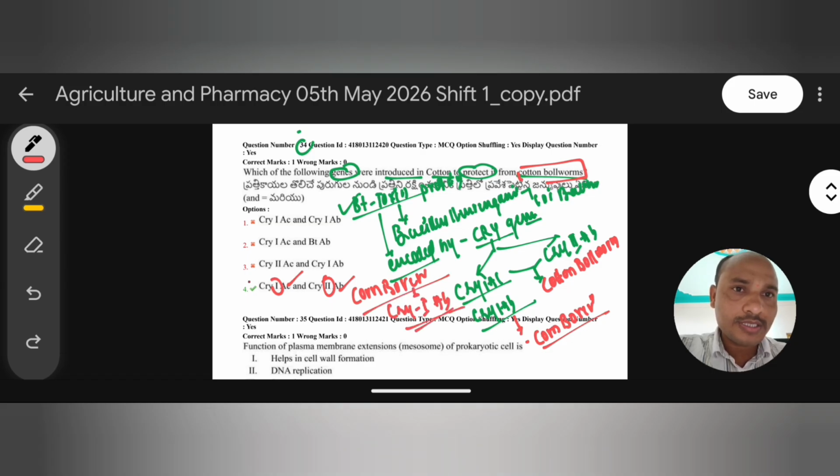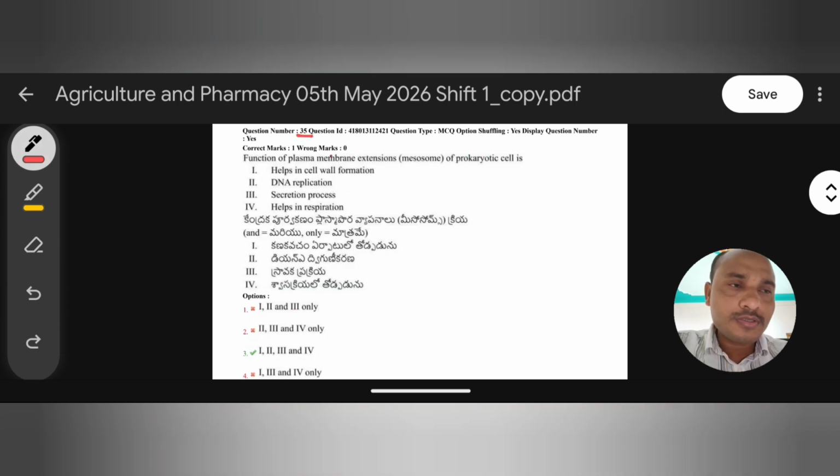So here the answer is the fourth one. Why? Because Cry1Ac and Cry2Ab are responsible for protecting from the cotton bollworm. So next one, 35th question.